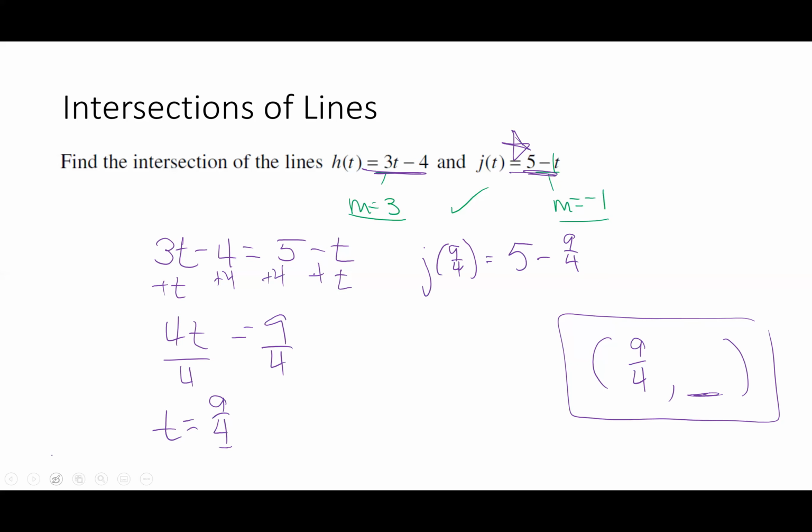Now I can tell just by looking at this that in order to put these fractions together, I need common denominators. So I'm going to multiply the 5 by 4 over 4. So now we do 20/4 minus 9/4, and I get 11/4. And that's where these lines are intersecting each other. All right, good luck in your assignment.